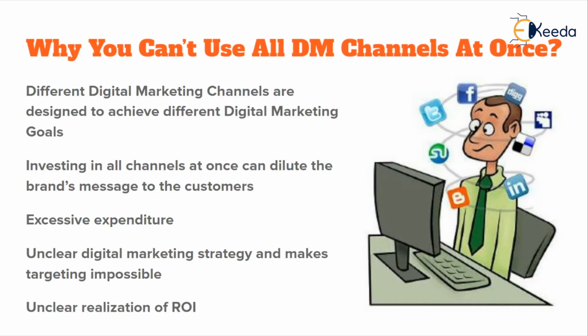Then it also creates an unclear digital marketing strategy if all at once channels are being used, and makes targeting impossible, because again, some channels can have a better impact on your primary target market, whereas others can really connect with your secondary or tertiary target market. For example, a company like Harley Davidson enjoys a huge amount of customer loyalty when it comes to their brand. So, for them, having strong social media channels for building that sense of community online, which they already enjoy offline, is of utmost importance.